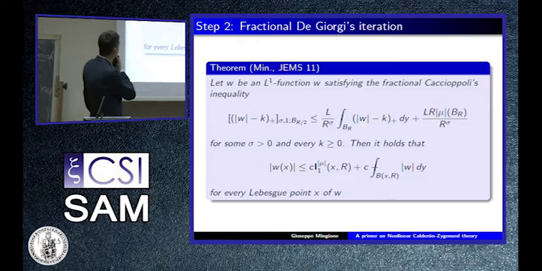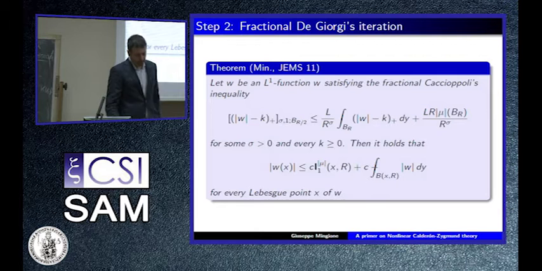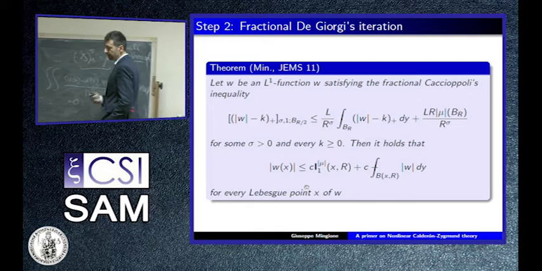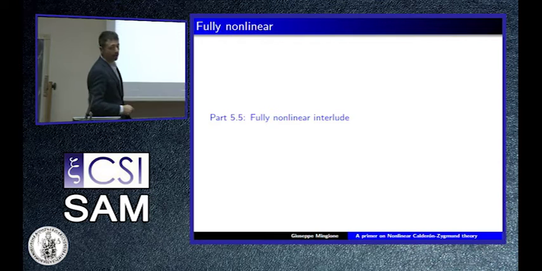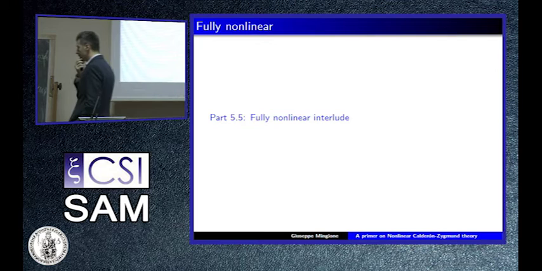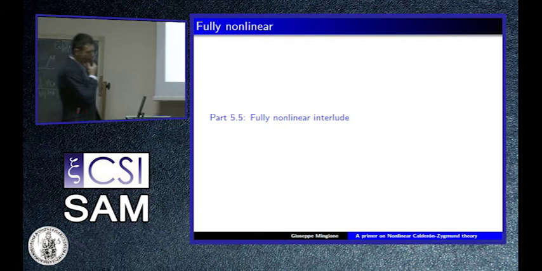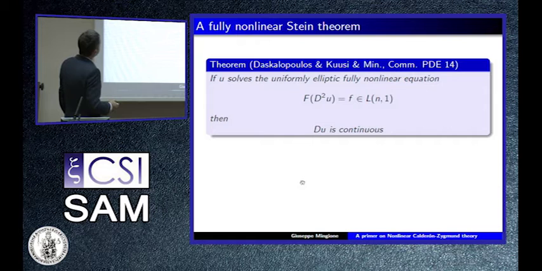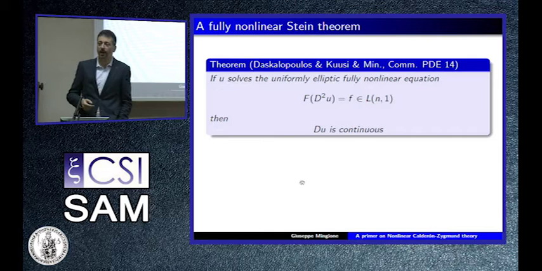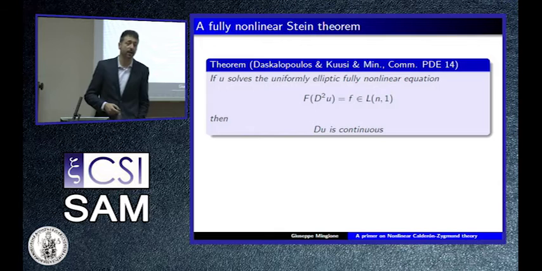Okay, and now I will talk about more general situations where this philosophy of estimating everything via potentials can be extended. And now we go to the fully nonlinear setting to show how this approach can be pursued to get estimates for fully nonlinear equations. What we proved together with Totti Daskalopoulos and Tuomo Kuusi is the following fully nonlinear Stein theorem that tells you exactly what Stein's theorem tells you, but now you replace the degenerate p-Laplacian with any fully nonlinear elliptic equation.